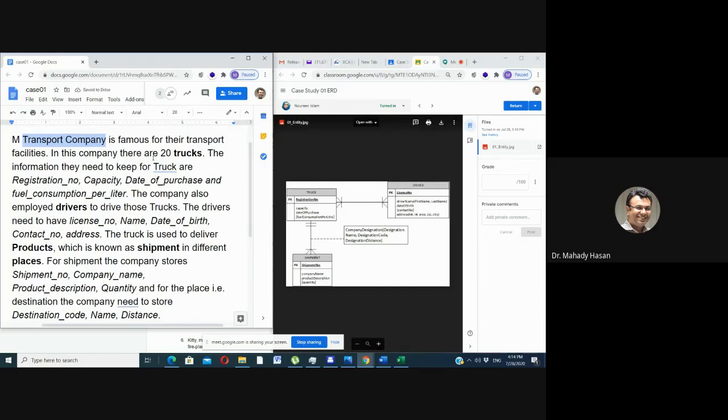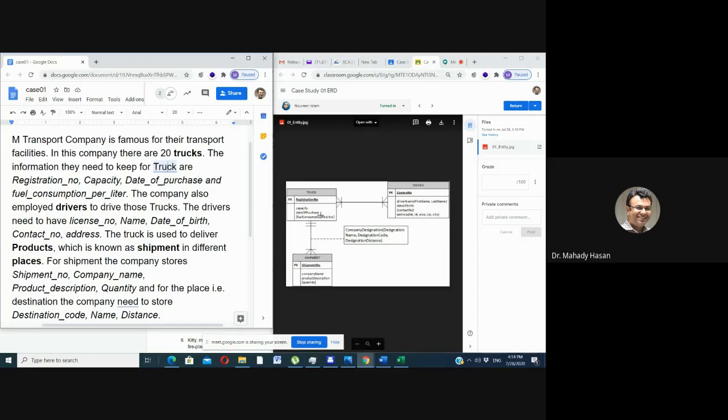Truck. So I have truck. Truck has these attributes, so definitely truck would be my entity. No problem with that. Truck has registration number, which could be considered as the primary key. Correct. Capacity is there, date of purchase is there, and fuel consumption per liter is there.